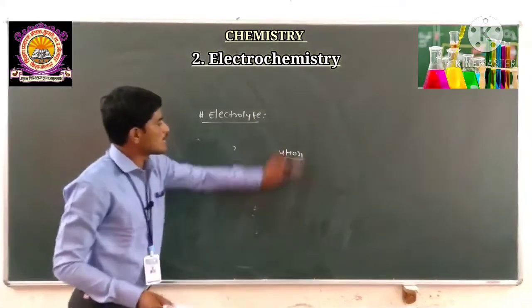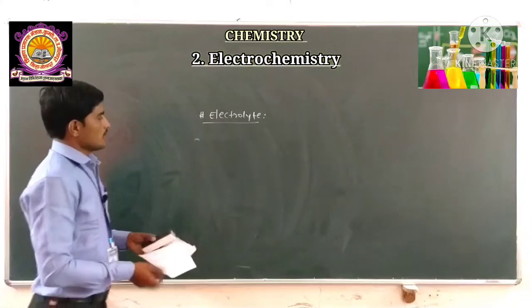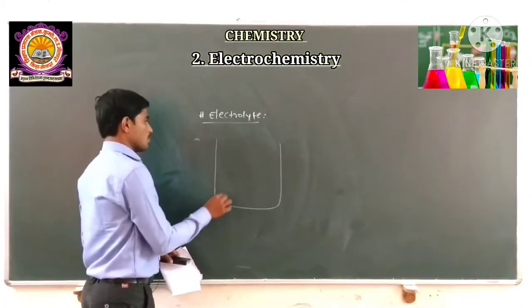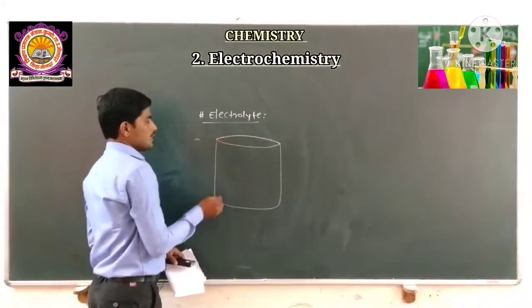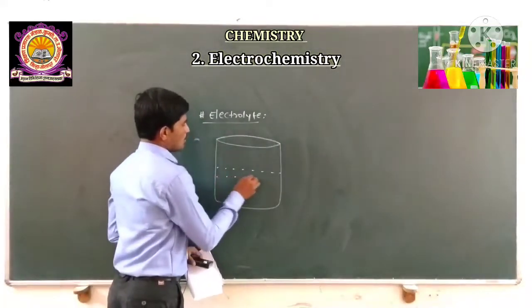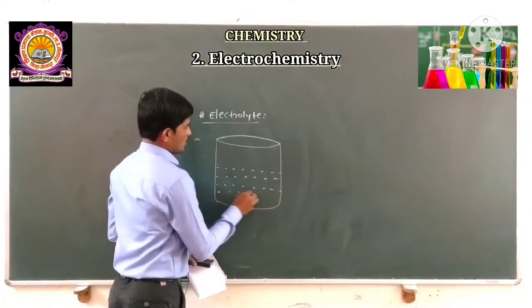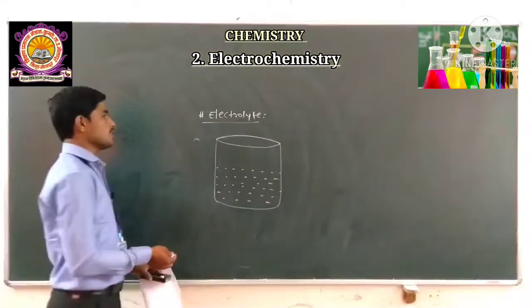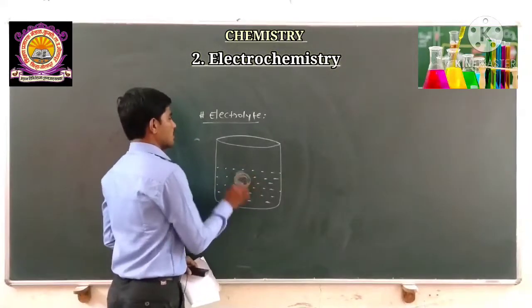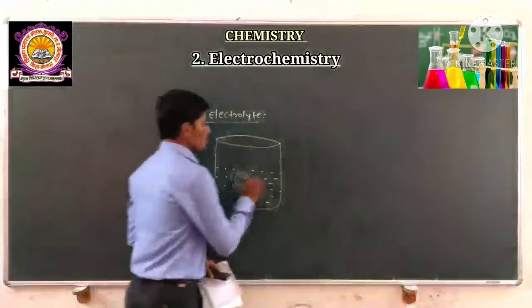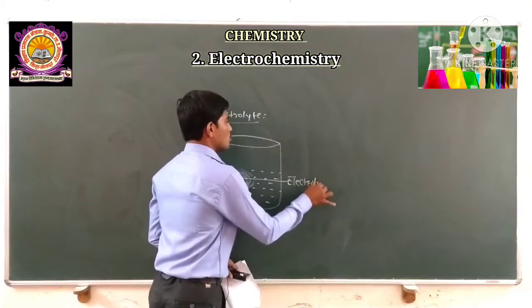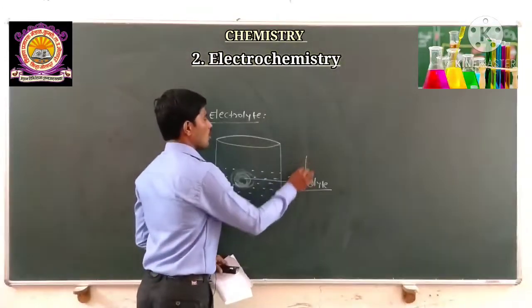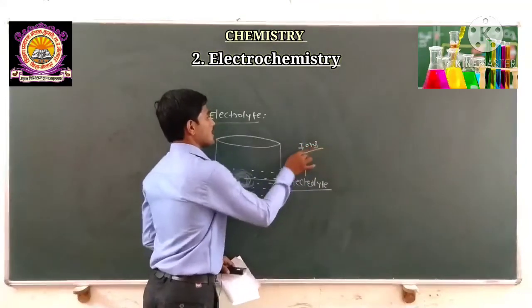Let's give one simple example. Here, this is a beaker, and in this beaker water will be present. If we add one electrolyte into this water, what happens? Formation of ions takes place.